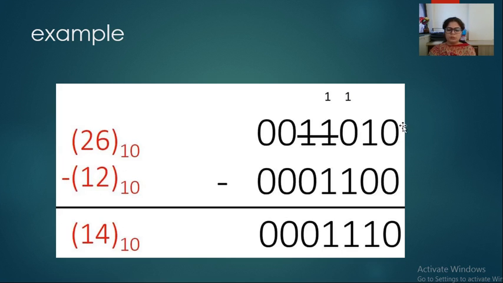Let's start from the rightmost bit. 0 minus 0 is 0. 1 minus 0 is 1 without any borrow. Next is 0 minus 1. In that case, we require borrow. So 0 minus 1 is 1 with 1 borrow. We have taken borrow from this number, so now this number is 0. 0 minus 1 is 1 with 1 borrow. This is again 0. 0 minus 0 is 0. 0 minus 0 is 0. And this is the leftmost bit. 0 minus 0 is 0. So 1110 is equivalent to 14. So we get the final result as 14.